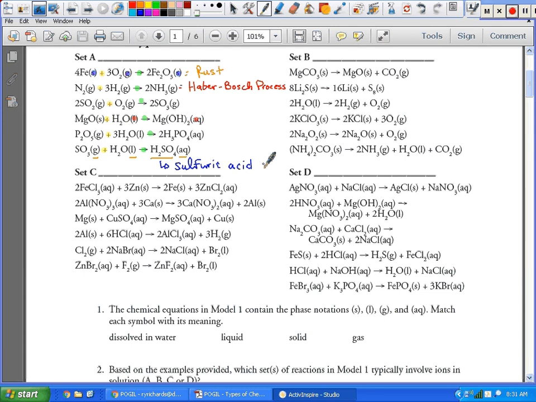Now let's move over to set B. I'm not going to spend near as much time on this one. So what is common about all the ones in set B? Okay, the first thing you need to do is find all your arrows. So there's an arrow, there's an arrow, there's an arrow, there's one, and there's one. So what do you notice about all of those? You've got one reactant, and what are they doing on the other side? They're breaking down into two or more things.